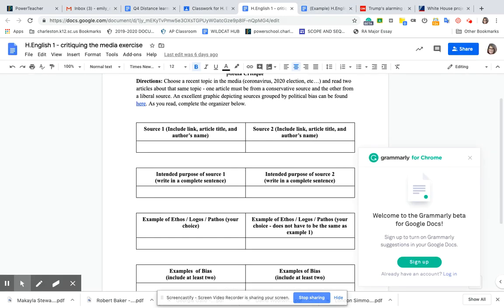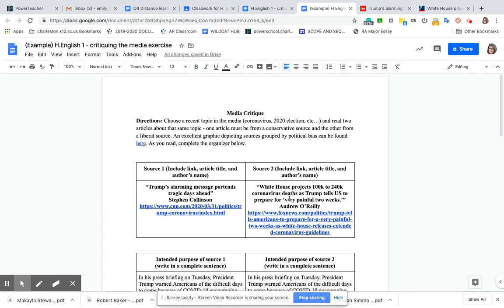Okay, so right now we're looking at critiquing the media. And that looks like this. So I've just made a copy of this, one that I can edit. So you need to choose a topic in the recent media. If you look on any online news source, you'll see probably it's inundated with coronavirus stories. So that's naturally where I went.